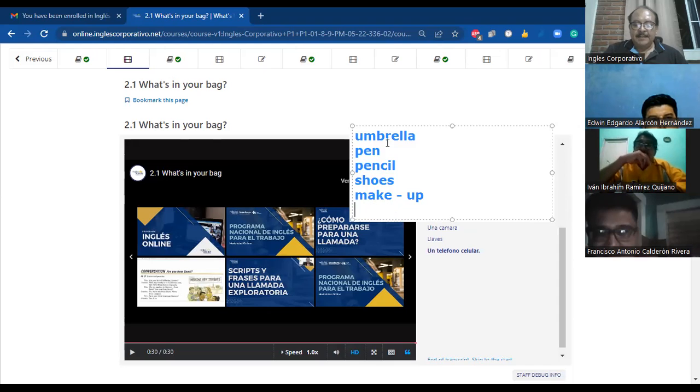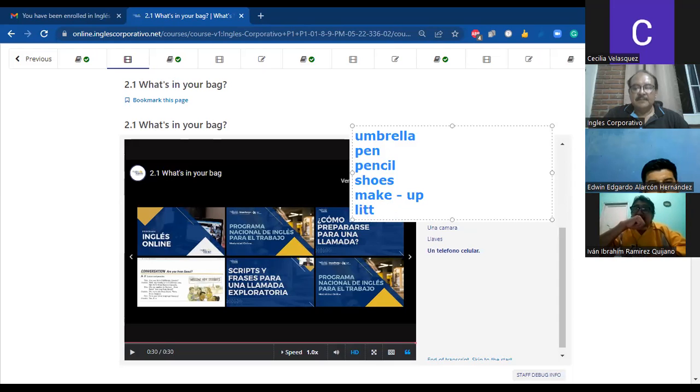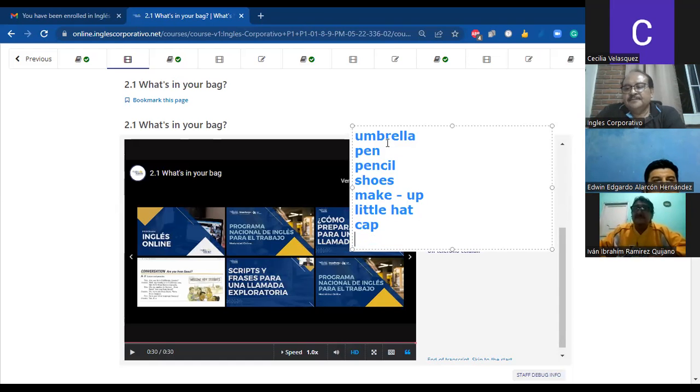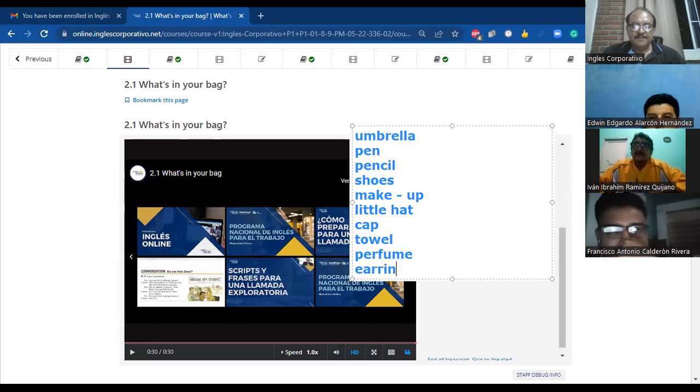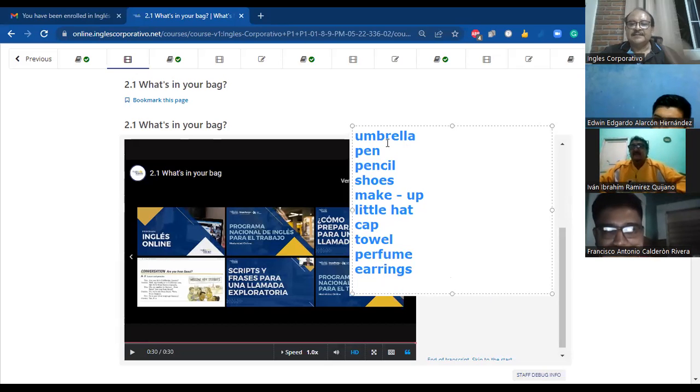Little hat. Or a cap. Like gorra también, right? Cap sometimes. What else? Probably. And fragrance, or la fragancia. Yes, the towel, yes. Una toallita pequeña, right, sometimes. Perfume. Earrings. Yes. Earrings. What else?